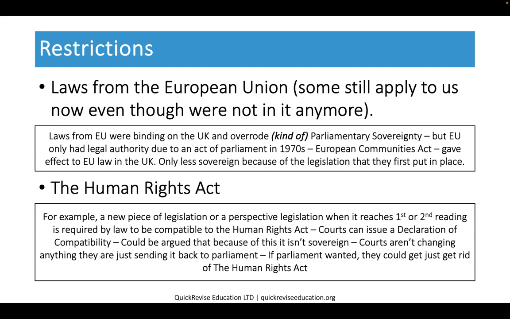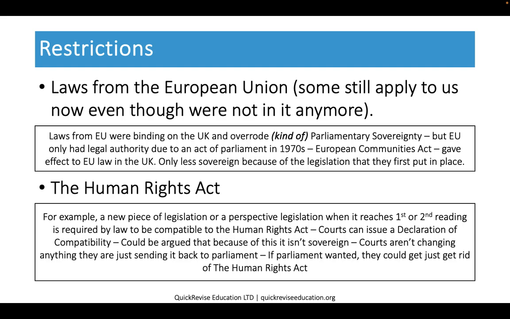Now, if courts say that actually it's not compatible, then they can issue a declaration of incompatibility. What that means is that the courts aren't really doing anything, they're just sending it back to Parliament. A lot of people have argued that because of this, the courts can just overrule it if it's not in line with the Human Rights Act. Well, again, that's not entirely true, because they're not overruling it. All they're doing is sending it back to the person who made the law in the first place, Parliament.